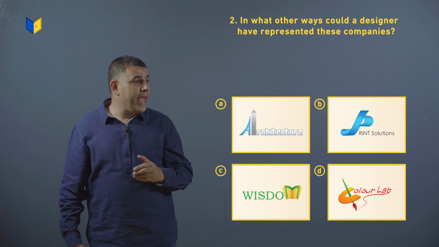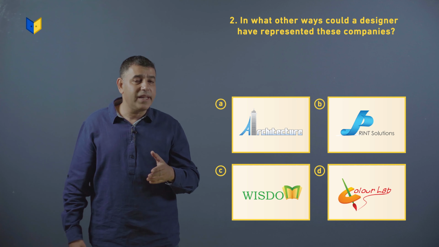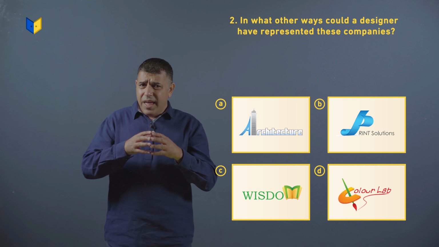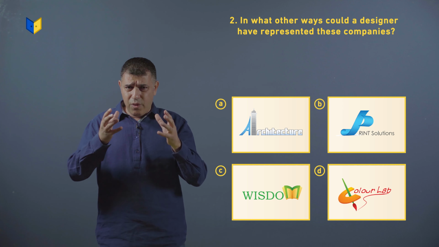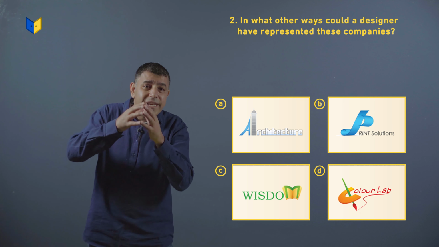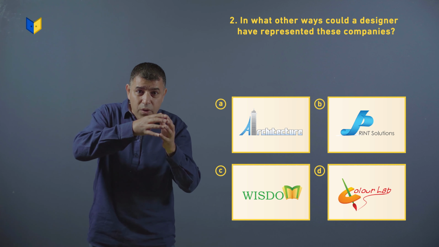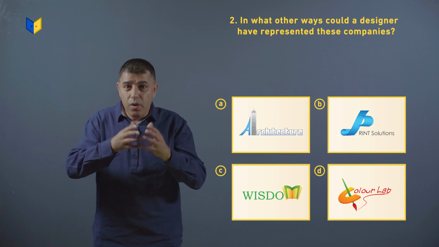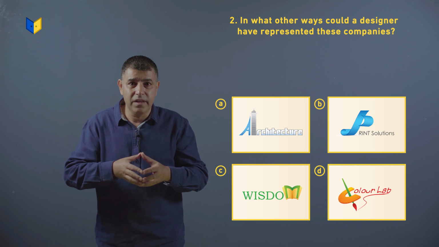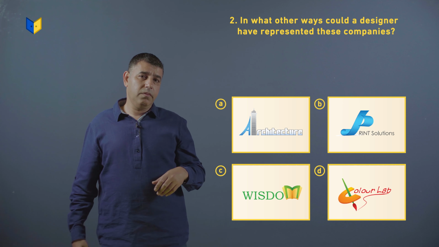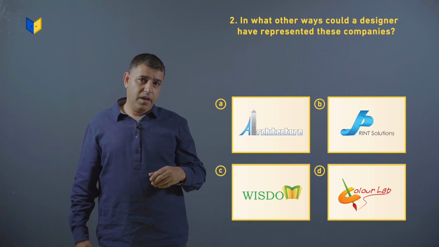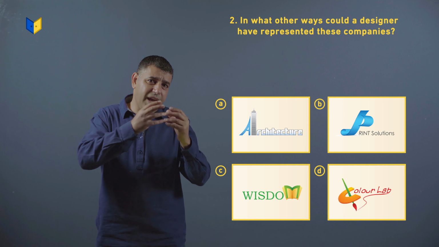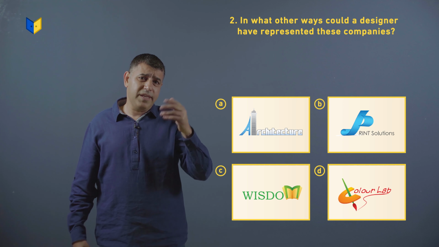In what other ways could a designer have represented these companies? Now, إذا كان الديزاينر المصمم لللوجوز wants to represent يمثل these logos in other ways than these بطريقة أخرى غير هاي, what do you suggest that he could do? Look at A. A, we have a building. What other ways can you think of to represent this logo?